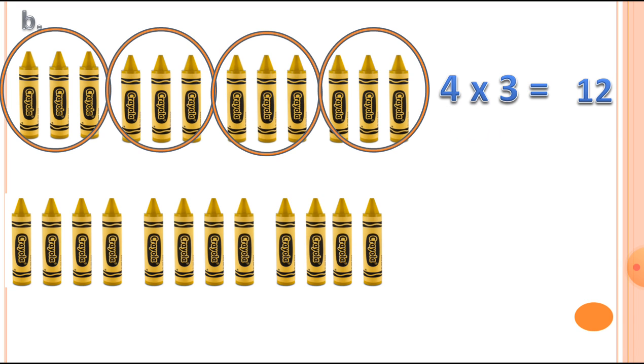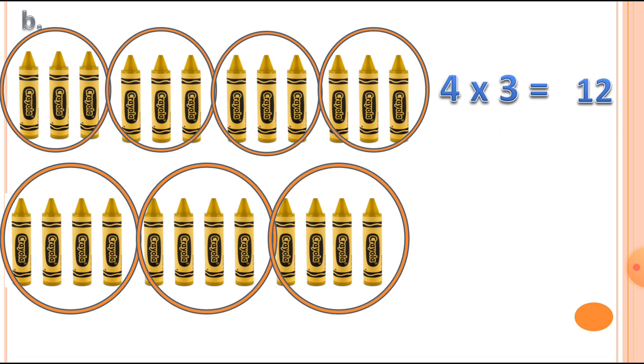Now let's make another group. First group, second group and third group. So here we are making 3 groups and each group has 4 crayons. You can see this, there are 4 crayons, 1 2 3 4, 1 2 3 4, 1 2 3 4. So there are 3 groups and each group has 4 crayons. So 3 4s are 12.